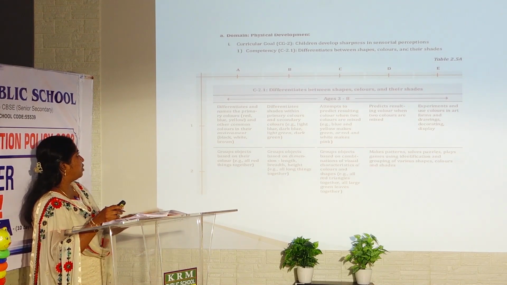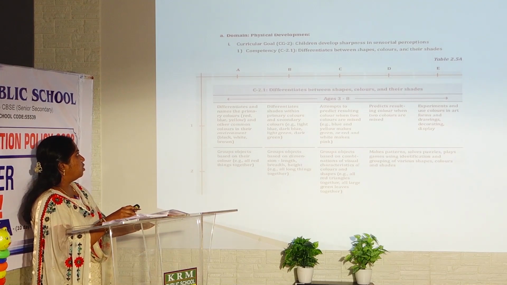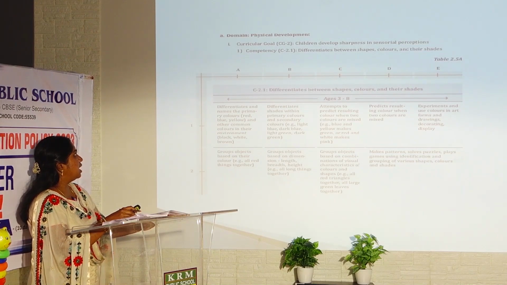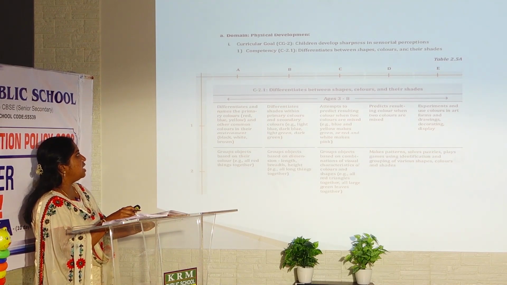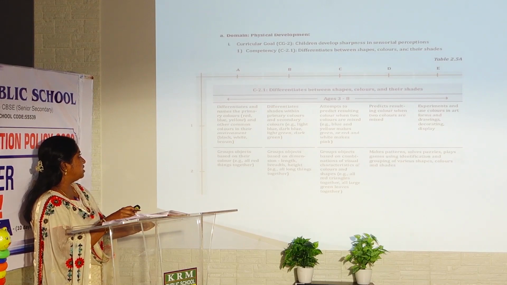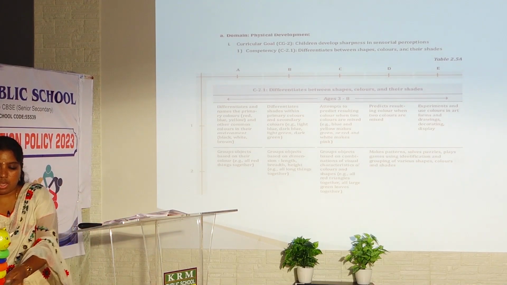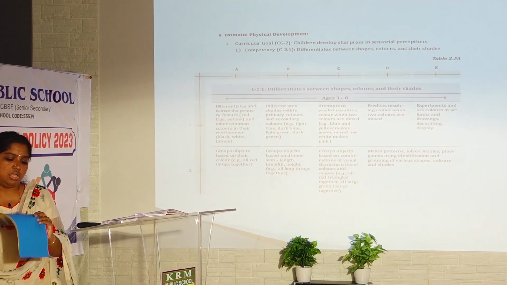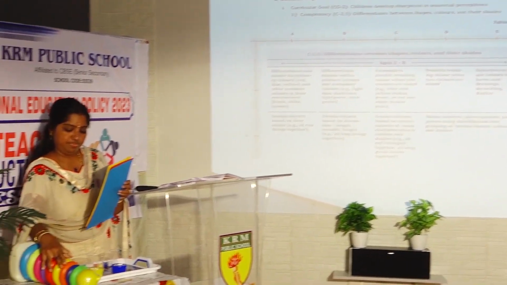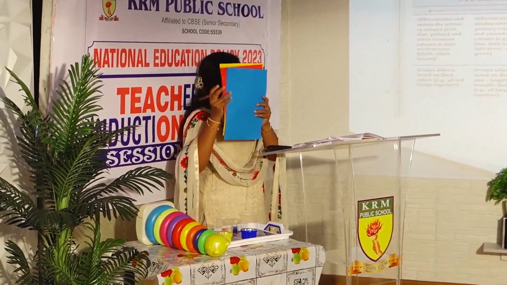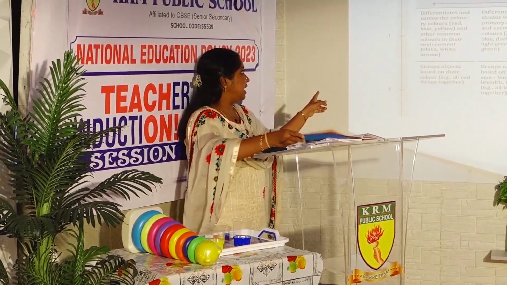Next, we are going to see about physical development. According to the goal, children have to develop sharpness and sensorial perception. The competency is to differentiate between shapes and colors. For example, the child has to know about the primary colors, that's yellow, red and blue. It is the first stage, that is A.